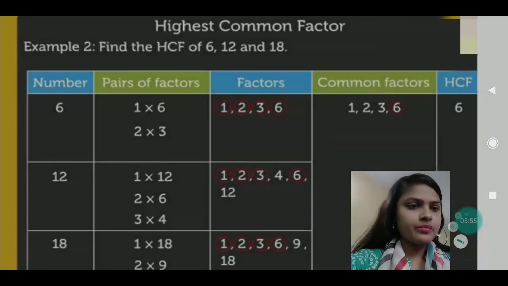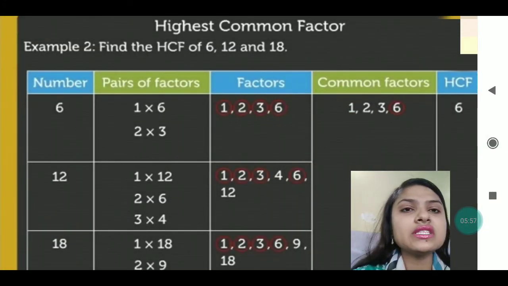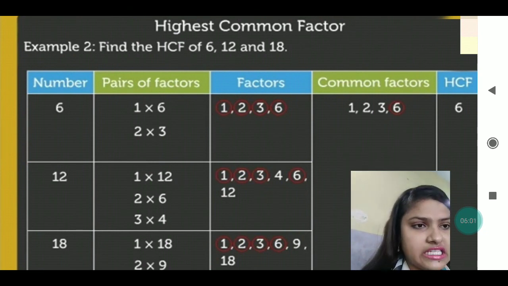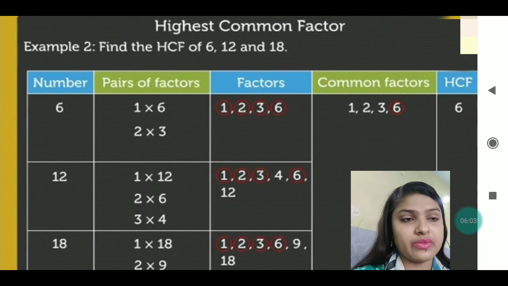As you can see in this example, find the factors of 6, 12 and 18. There are 3 numbers I have taken this time. Last time it was 15 and 25; now I have taken 3 numbers. First I have written all the numbers, 6, 12 and 18.